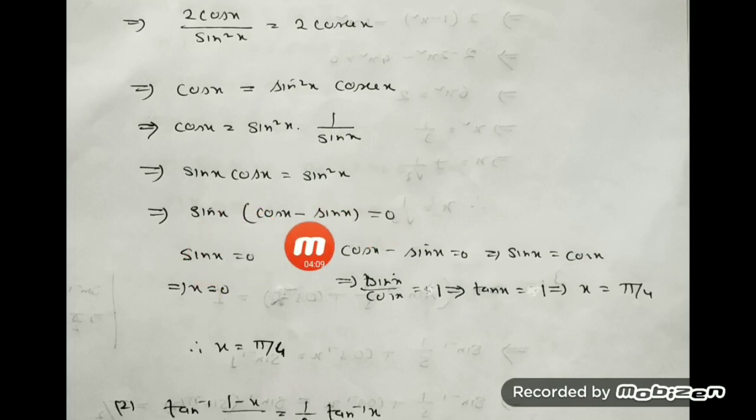Either the first one equal to 0 or the second one equal to 0. First one equal to 0 gives you sin x equal to 0, or cos x minus sin x equal to 0. This is the general solution. You know how to solve it. You may convert it in terms of tan or in terms of cot. Better to convert in terms of tan.